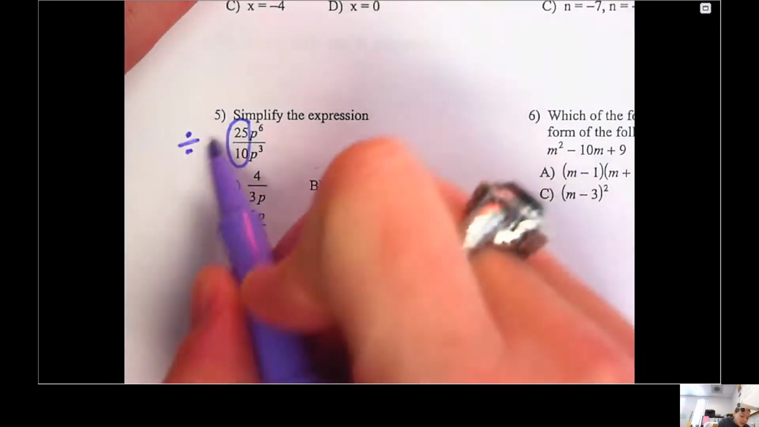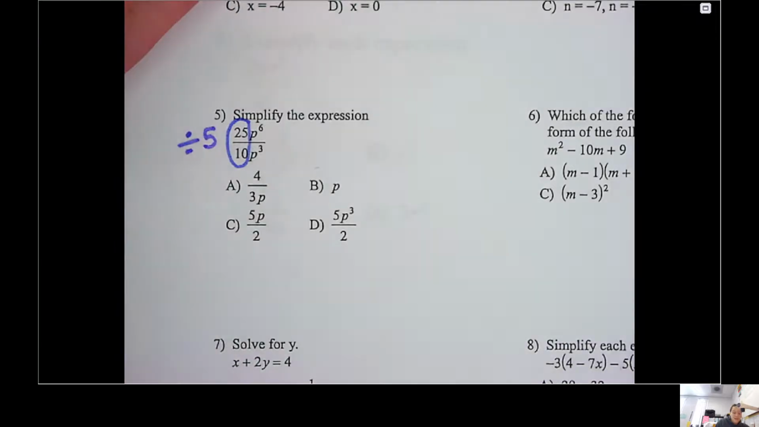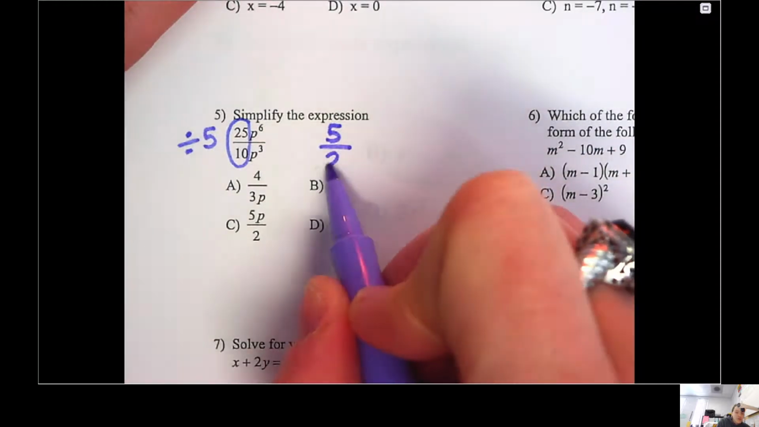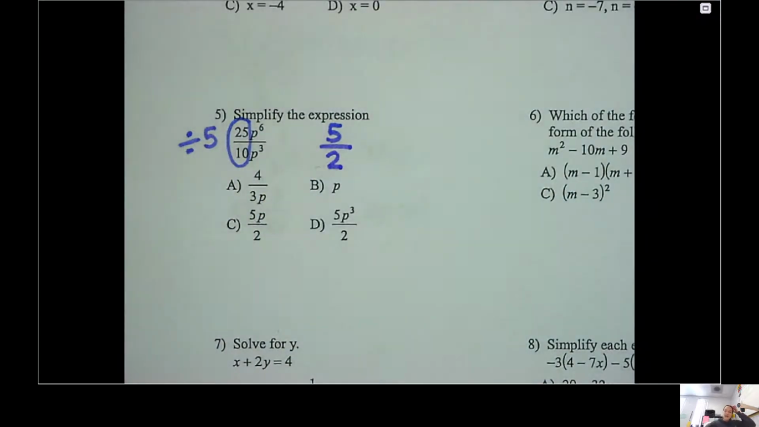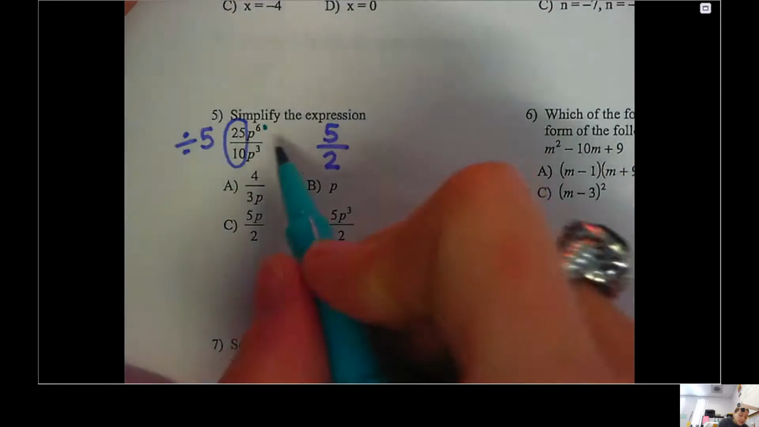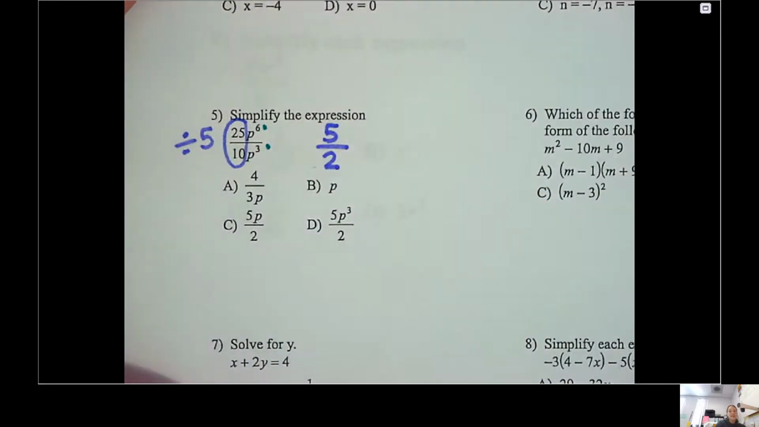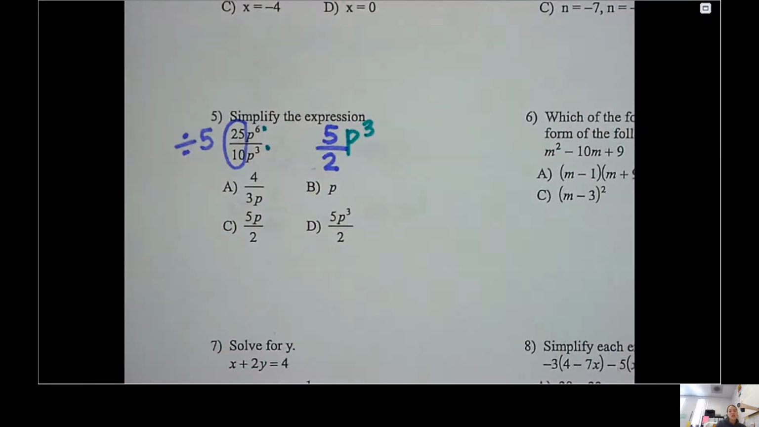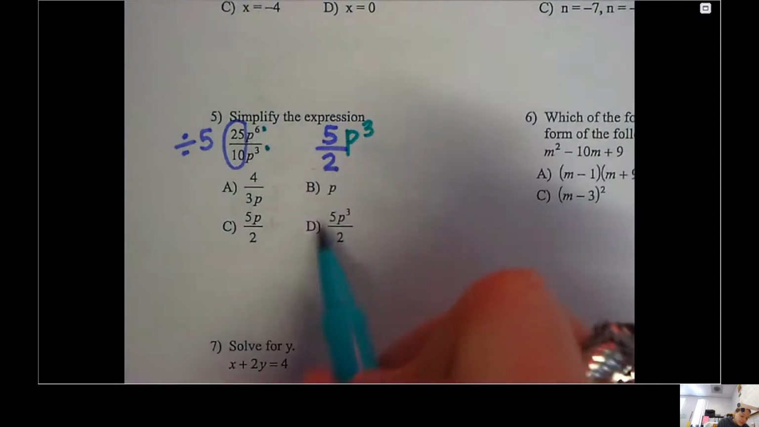And so 25 and 10, I can divide both of those by 5. So 25 divided by 5 gives me 5, and 10 divided by 5 gives me 2. Now, the ones that have the variables that have the exponents, all you have to do is take whatever exponent is at the top and subtract the exponent from the bottom. So 6 minus 3 gives me a positive 3, and positive exponents stay on the top of the fraction. So my answer here would be 5/2, and the p cubed is up at the top. So letter D.